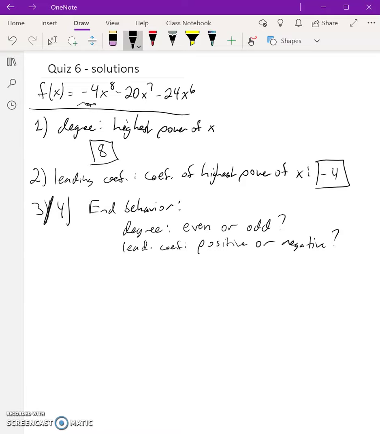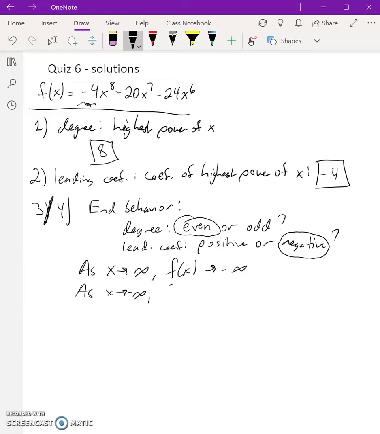So in class, we talked about these 4 possibilities. Either the degree is even and the leading coefficient is positive, the degree is even and the leading coefficient is negative, the degree is odd and the leading coefficient is positive, or the degree is odd and the leading coefficient is negative. So those 4 possibilities give us 4 different end behaviors. In this case, we saw that the degree was even and the leading coefficient is negative. So what that means is our end behavior says that as x goes to infinity, f of x is going to go to negative infinity. And as x goes to negative infinity, f of x is also going to negative infinity. So when it's even degree, negative leading coefficient, this is always the case.